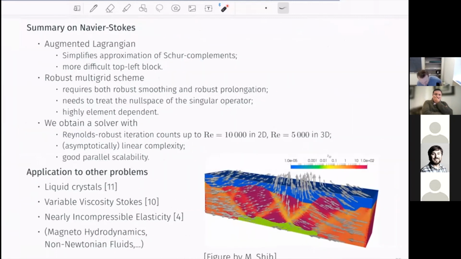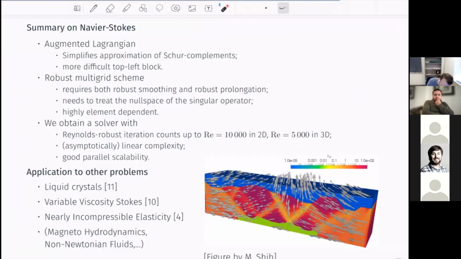Okay, and so to summarize, there were two key ideas here, right? So the augmented Lagrangian, the point of that was that you want to simplify the approximation of your Schur complement, but it makes it much harder to approximate the top left block. And in order to fix this, we have to develop... Oh, and I don't think I made this clear enough at the beginning.